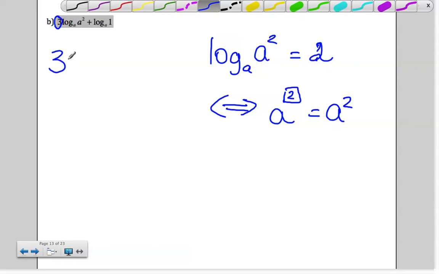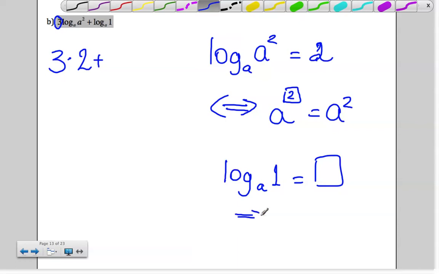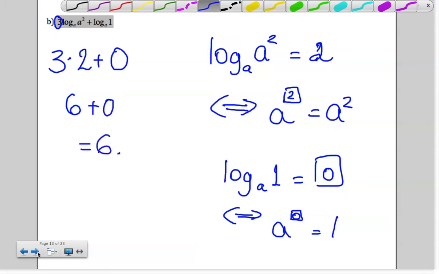So far I've got 3 times 2 plus, I'm going to do the log over here, log base a of 1 equals something if and only if a to the something equals 1. And the only statement that will make this true is a 0. A to the 0 equals 1. So this is 0, which gives me 6 plus 0, which is 6.